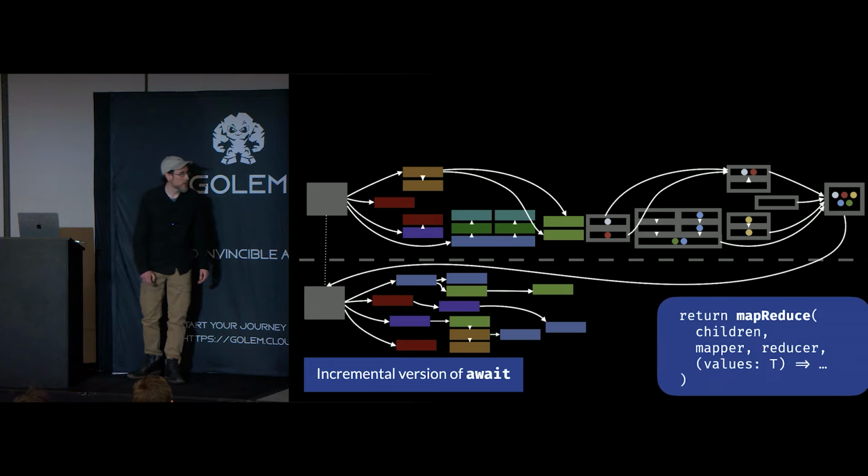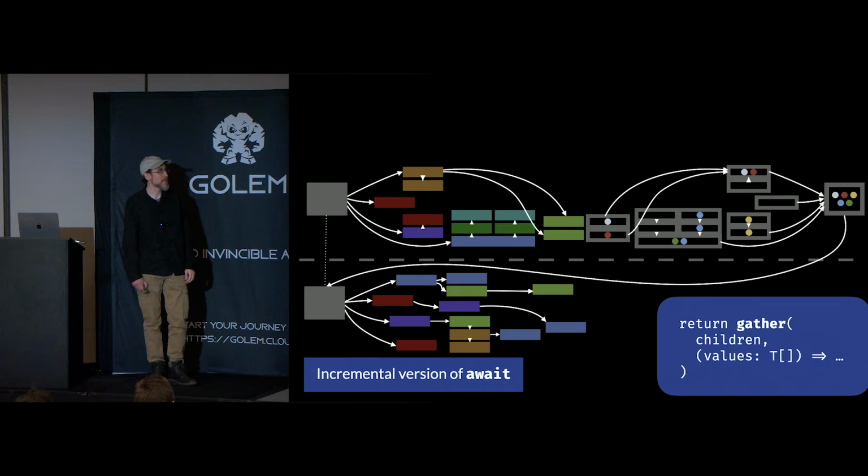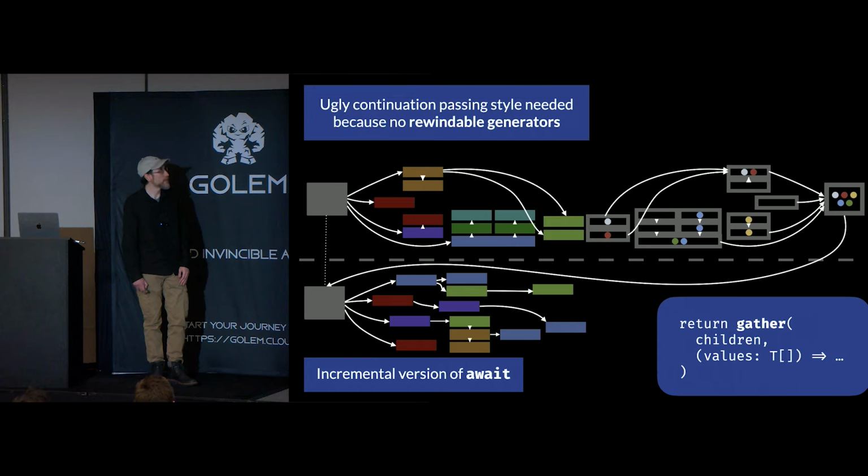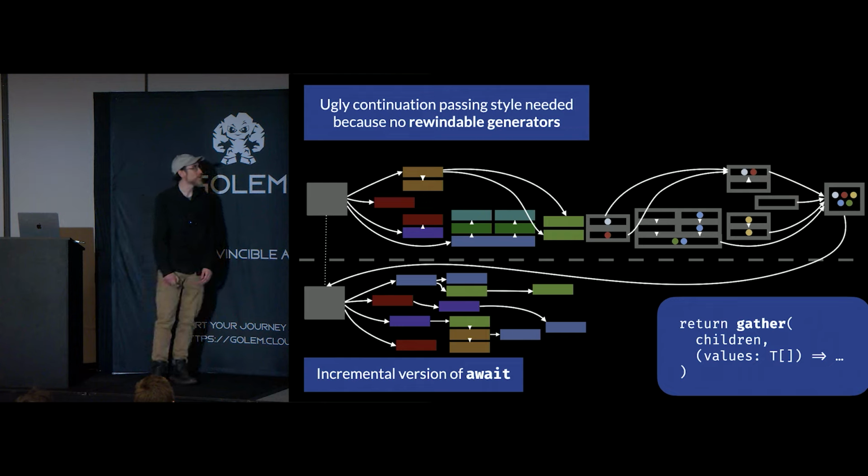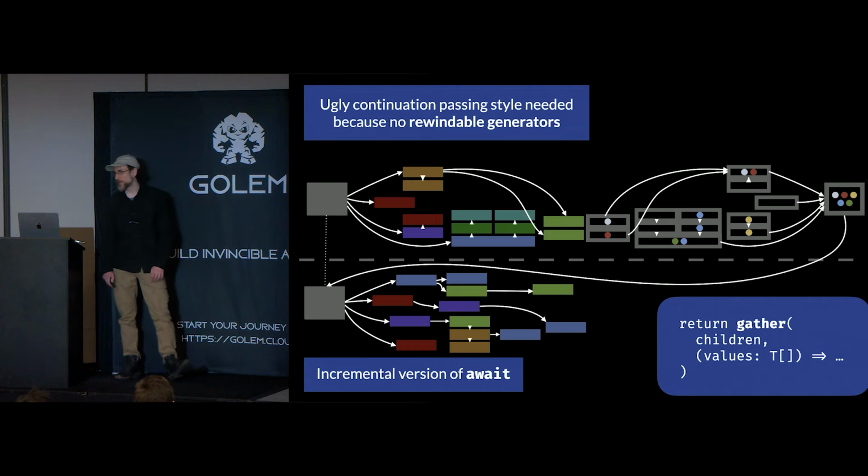The way you use this in code is you return, in this case, you can express this in JSX syntax, but it's even uglier. You return essentially a function with the children, a mapper, a reducer, and then a continuation. And for the specific case of just gathering up a list of values, there's an operation called gather, and there's also the multi-gather that I showed you earlier, which is collecting a struct of arrays. And this ugly continuation passing style is unfortunately needed because JavaScript and TypeScript do not have rewindable generators, and I'm not sure anybody else does in a way that would be useful for me.